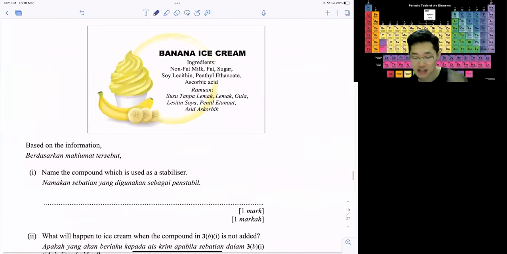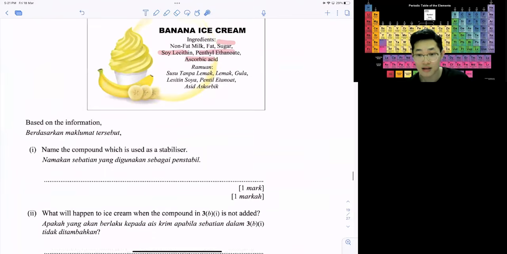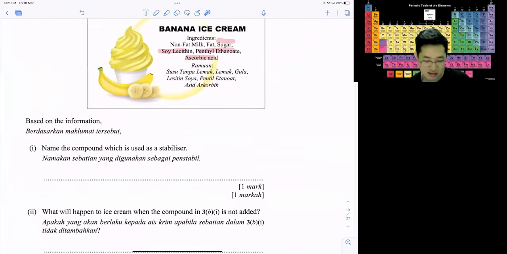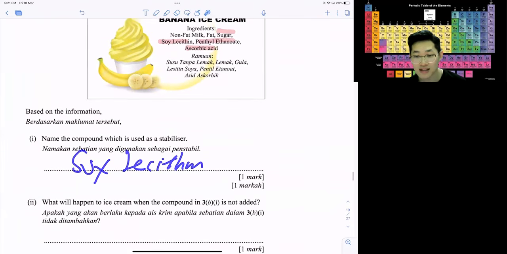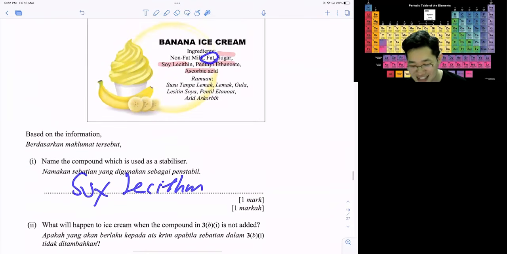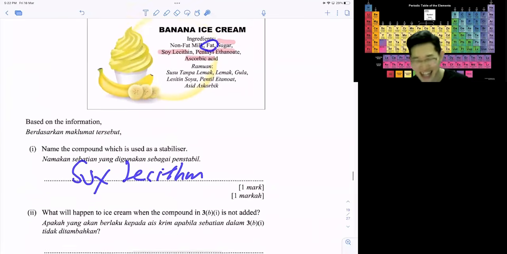Banana ice cream, got such thing one? Non-fat milk, fat, sugar, lecithin. A lot. Looks good. Name the compound which is used as a stabilizer. Lecithin, soy lecithin. Non-fat milk, then add fat. I also do know.